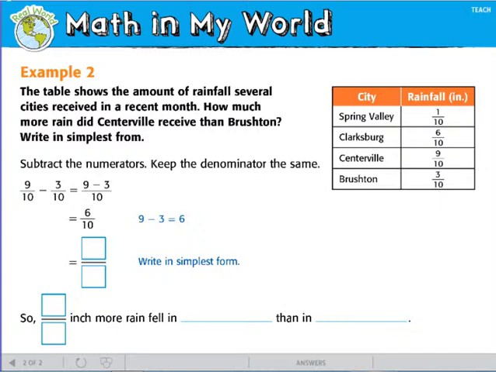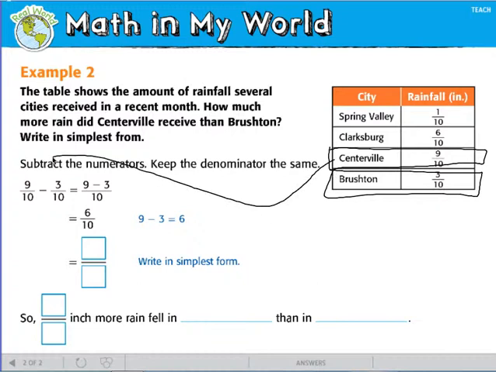So, second example. It says the table shows the amount of rainfall several cities received in a recent month. How much more rain did Centerville receive than Brushton? Write in simplest form. We're going to subtract the numerators and keep the denominators the same. First we need to identify where Centerville is, which is right here, and where Brushton is, which is right here. So Centerville has 9/10 and Brushton has 3/10.